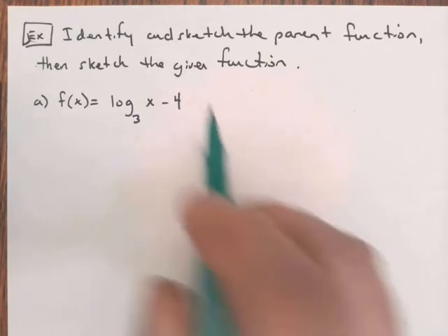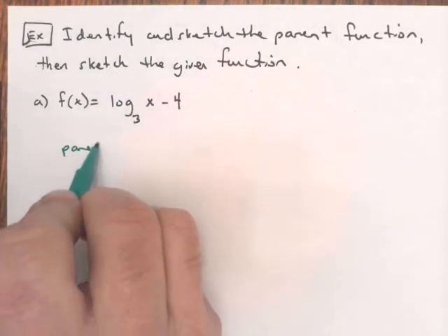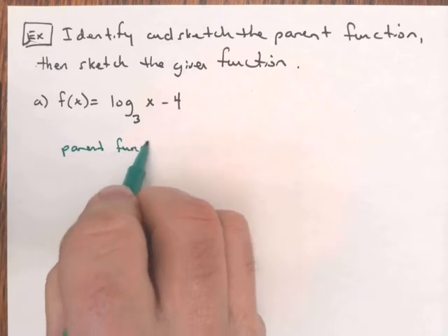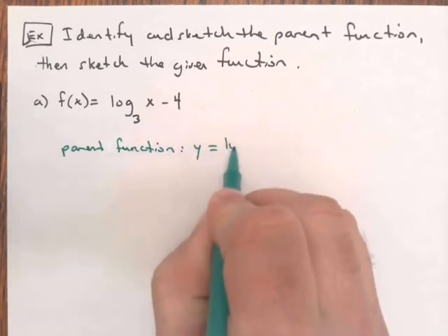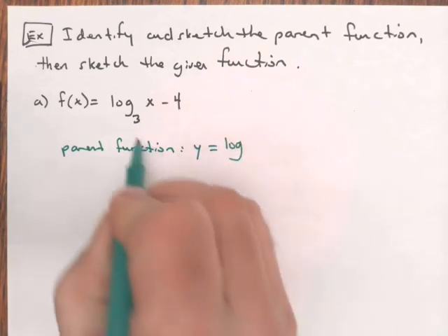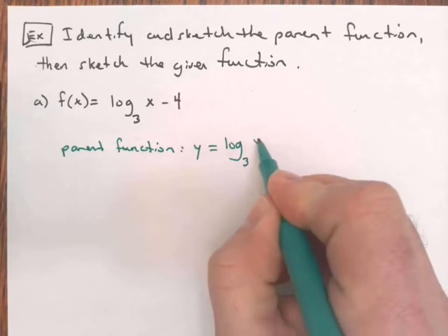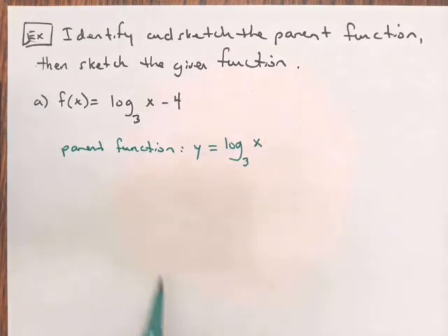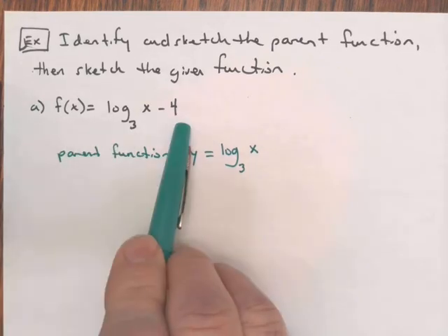To identify the parent function, that's the first thing we want to do. That's always pretty easy. You just need y is equal to your log. You want to keep the base of the log the same, and then put your variable x after that. So the parent function is going to be y is equal to log base 3 of x for this particular function.